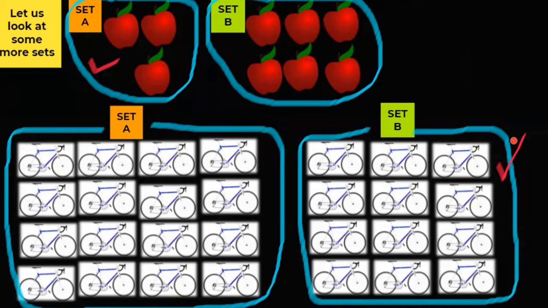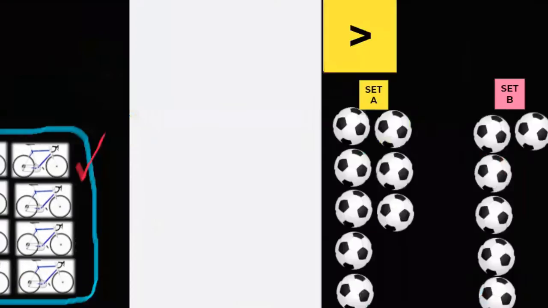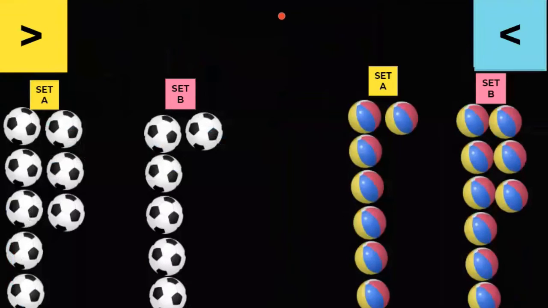Now that you're able to identify the greater amount and the smaller amount, we are going to be using the signs that represent greater and less. Now the yellow square has the greater than sign and the blue square has the less than sign. Now look at these sets. Set A has 8 balls. Set B has 6 balls.